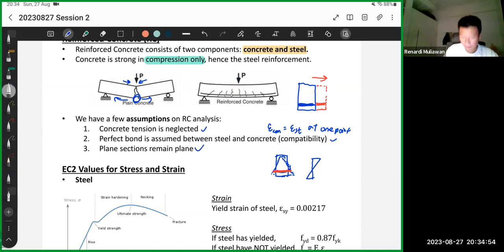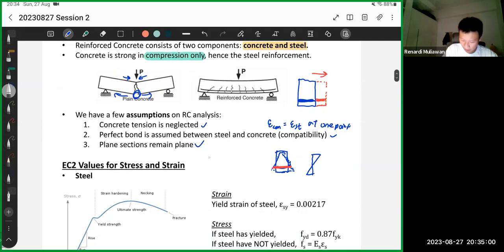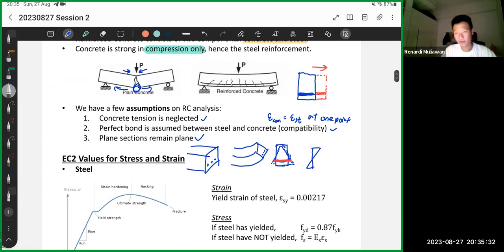Lastly, we assume that plane sections remain plane. Imagine bending. Let's say this is your section. If you bend, it will look something like this. My drawing is not that good, but it's basically saying the rectangle stays a rectangle. That's the simplest way to say it. So we have three assumptions. One, concrete tension is neglected. Two, perfect bond. And third, plane sections remain plane. So these are all the theories so far.